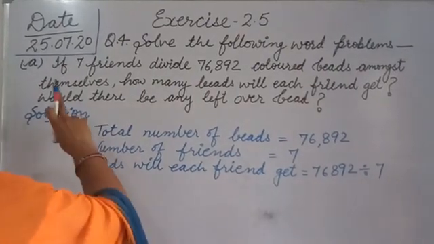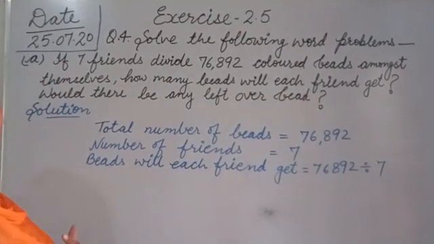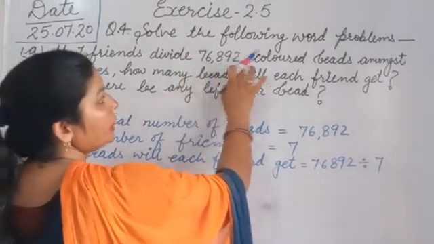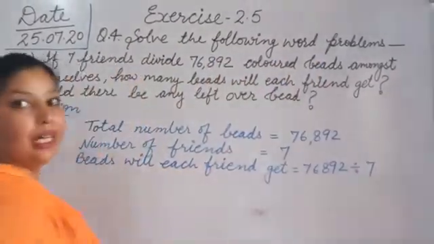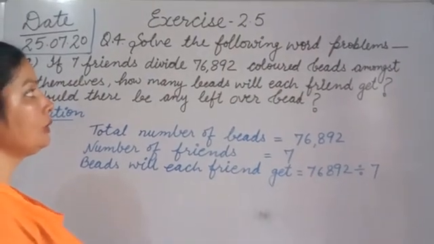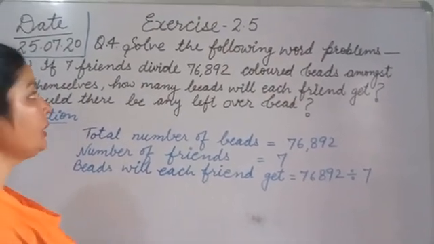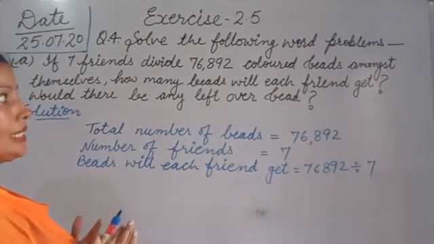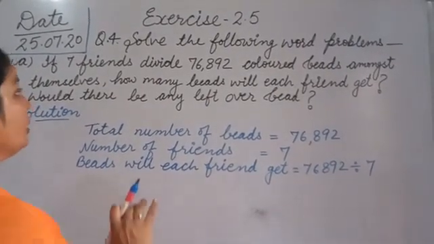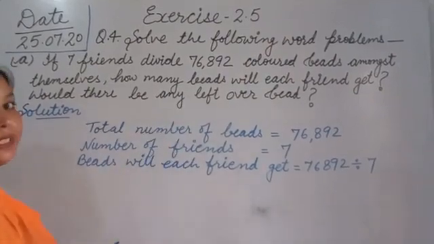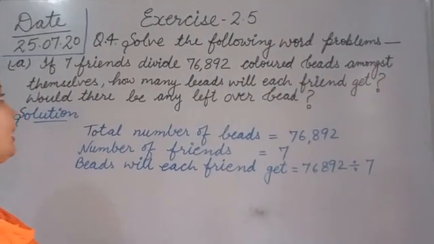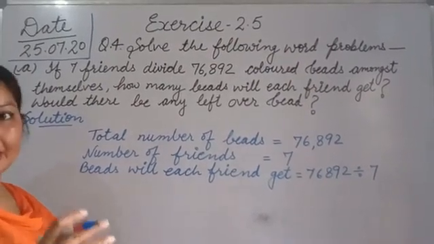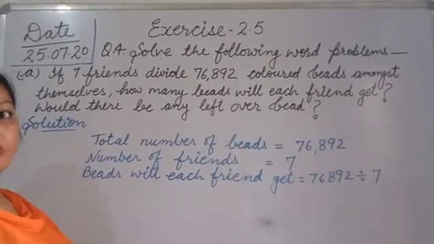So here it is given that 7 friends are there and they divide these 76,892 colored beads. They have 76,892 colored beads and they divide among themselves, means वो खुद में उनको divide करते हैं. Okay, then how many beads will each friend get? Every friend को कितनी beads मिलेंगे? And would there be any leftover beads? और कोई beads बचेंगे भी उनके पास? So that we have to solve.